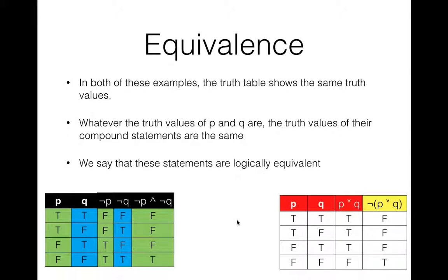We say that these statements are logically equivalent. We use an arrow that's very similar to the if-then arrow, but it has an arrowhead pointing in both directions. So we would say that these statements are logically equivalent. We could write them out in symbol form. Not P and not Q is logically equivalent, an arrow with two arrowheads, to not P or Q. It means that they give the same answers regardless of what P and Q combination we try.